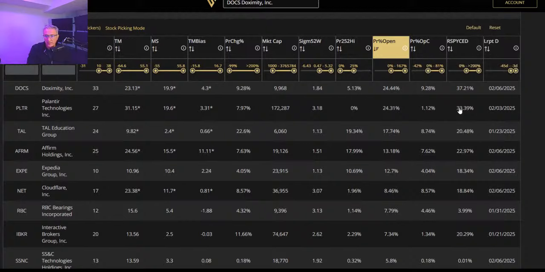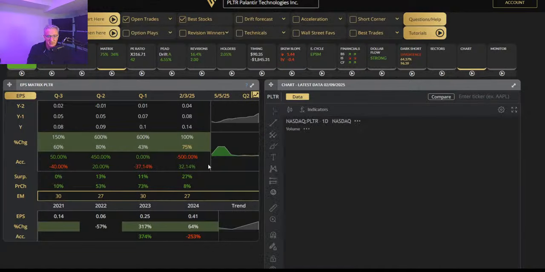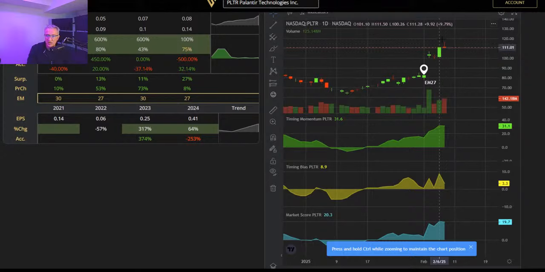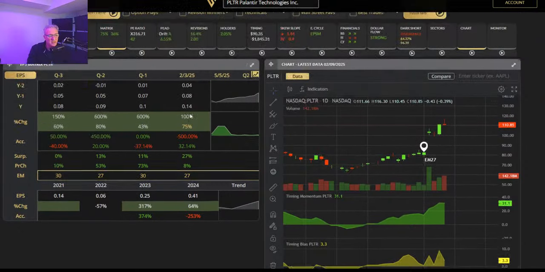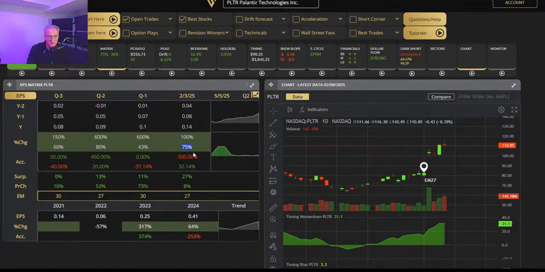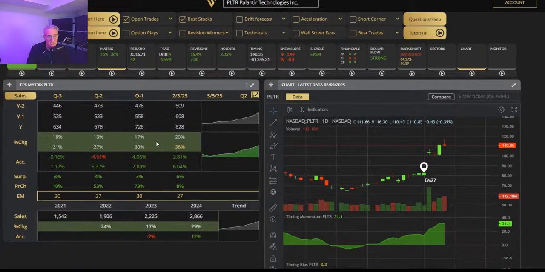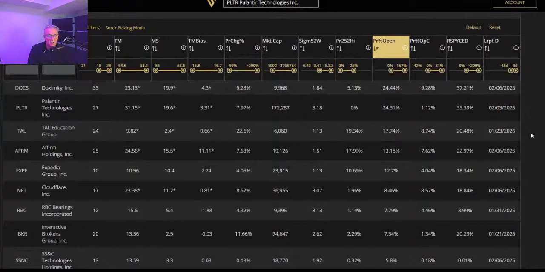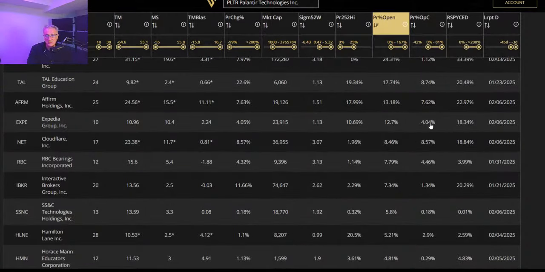We can click on Palantir as well. Went up 24%, and then even grew 1%, and then even more rally. Let's have a look at earnings: 75, acceleration 32, sales 36, acceleration 604. Okay, so that's really, really impressive. So all these names: Affirm, Expedia. Let's have a look at Expedia.